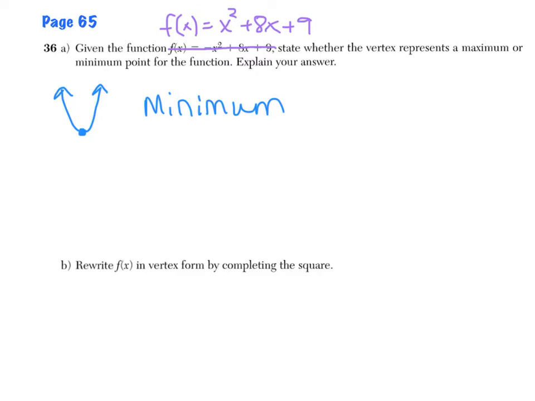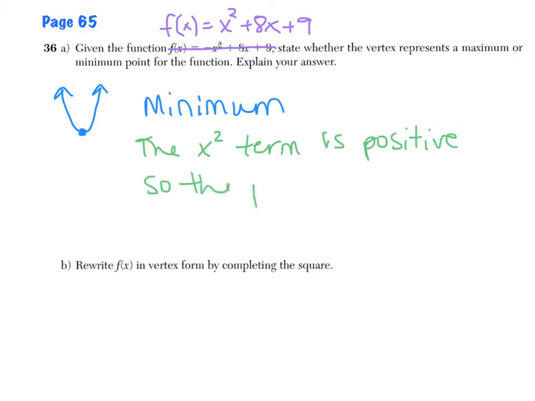Okay. Also, though, just like we just reviewed in the last question, if the number in front of the x squared is positive, then you know that in fact it is an upward facing parabola. So we can write, for our explanation, the x squared term is positive, so the parabola faces up.